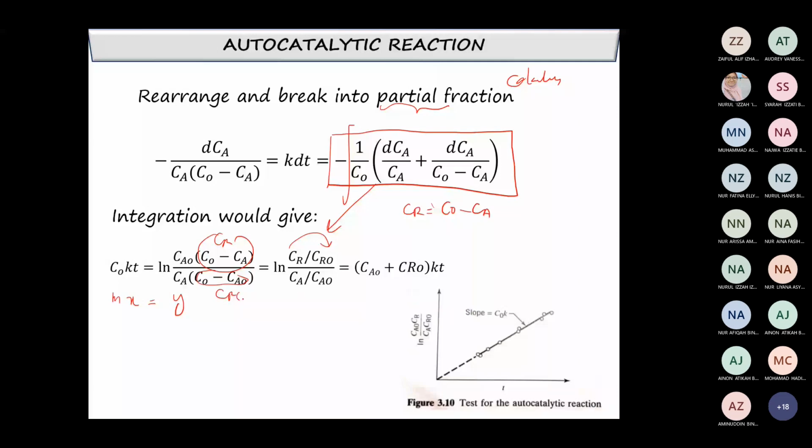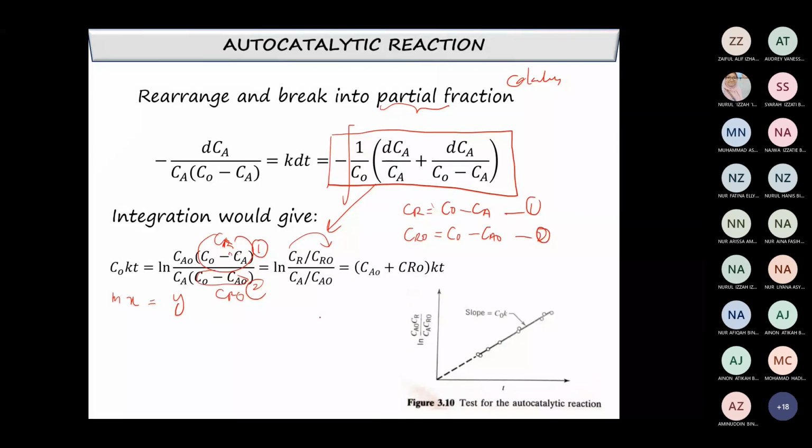Okay, kalau ni CR0 is equal to C0 minus CA0. So inilah replacekan dengan ni, this one, number 1. This one, number 2, replace kat bawah ni. Disebabkan dia nak rearrangekan, dia naikkan tu dia jadi macam ni lah.